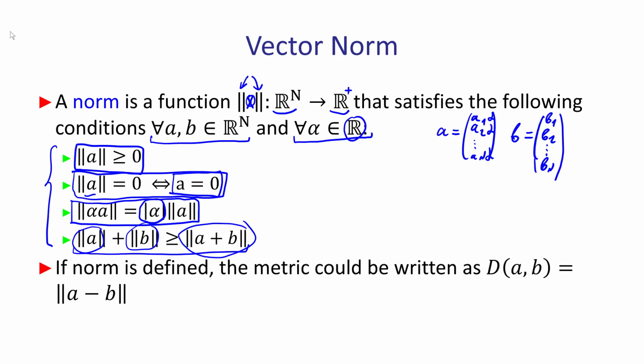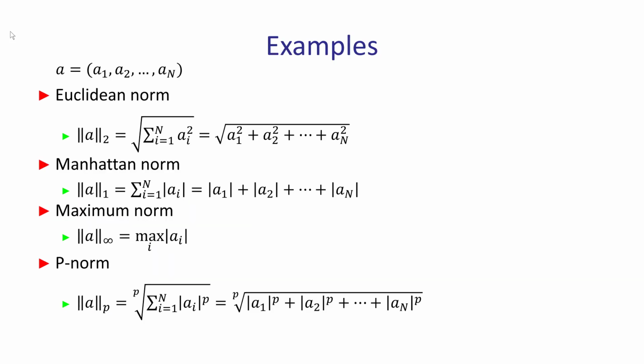If norm is defined, the metric could be also written like that. So distance between A and B is just norm of A minus B. Now I can show you a few examples of norms. Let's say you have some vector A, or it could be also transposed version of that vector. So Euclidean norm, which is written as norm 2, is square root of sum of all of the squares of elements of vector A. In other words, it's just square root of A1 squared plus A2 squared plus and so on until you get to AN squared.